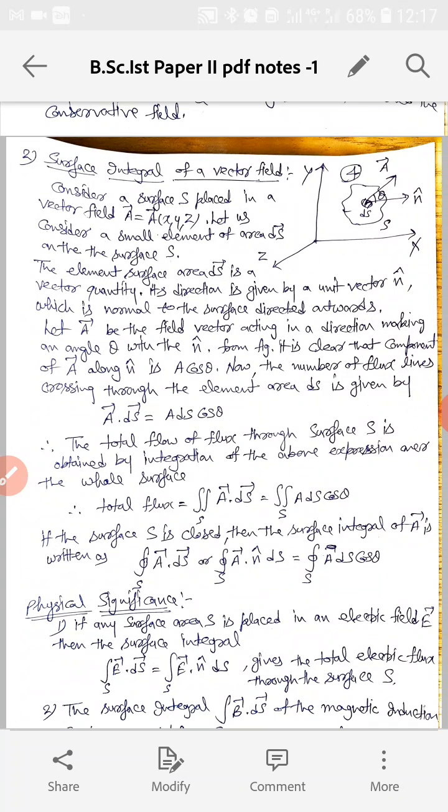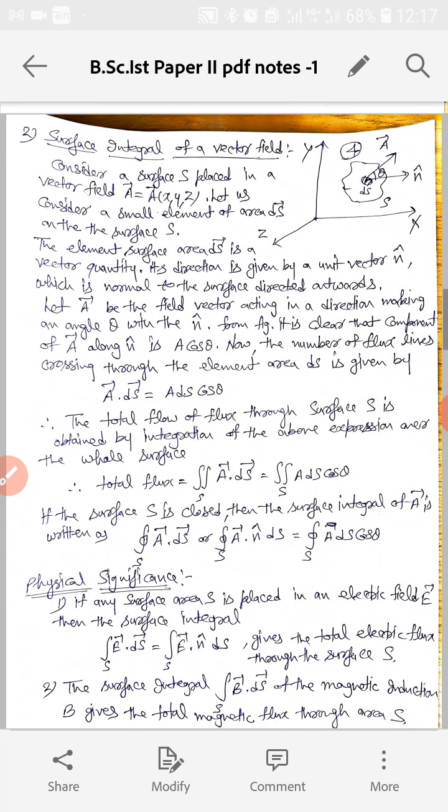And let A be the vector acting in a direction making an angle theta. So in this surface, the vector field at that particular point, at that particular small area segment, is directed along A.